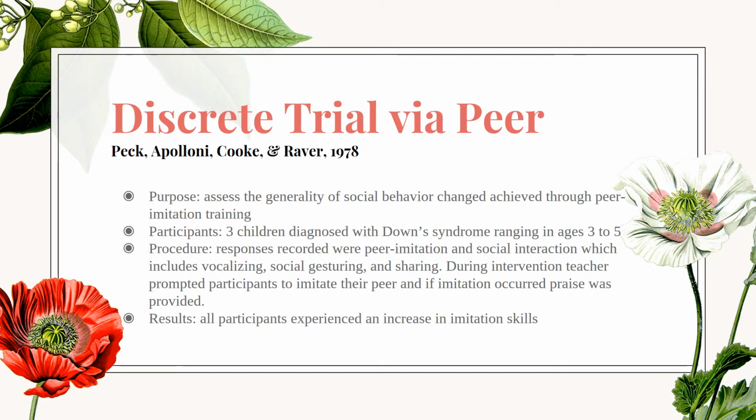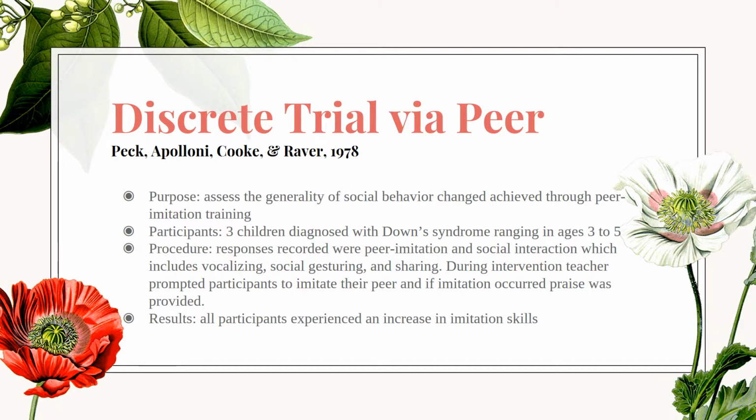Now, onto the discrete trial studies. This one is via the peer, Peck, Apollini, Cook, and Raver in 1978. They wanted to assess the generality of social behavior achieved through peer imitation training. Participants were 3 children diagnosed with Down syndrome, ranging in ages from 3 to 5.